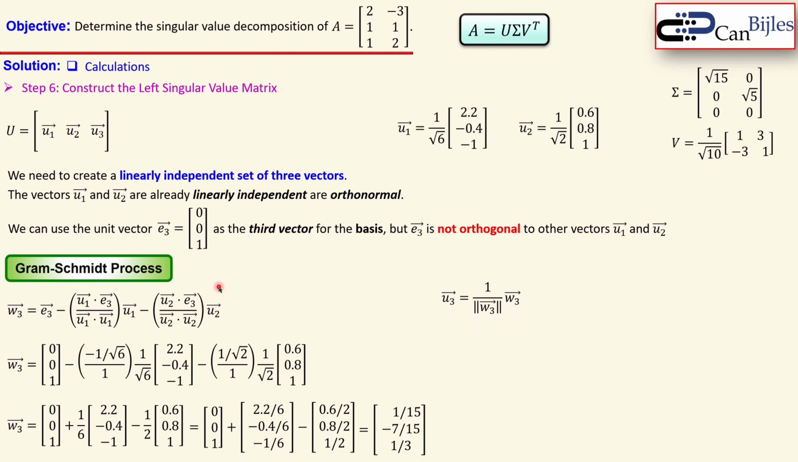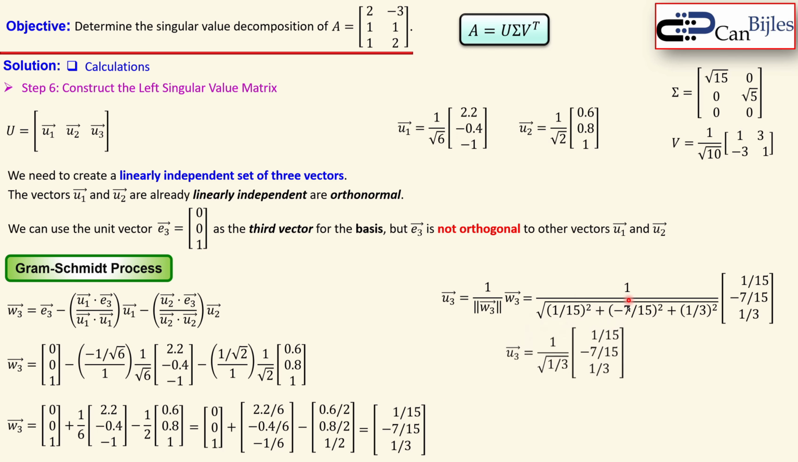So we need to first make that a unit vector, and we call that u3. We do that by 1 over the length of w3 times the vector we have calculated. So we need to do this again, 1 over the square root of each element here squared, and then times the vector w3 we just calculated. If you calculate that, it will be 1 over the square root of 1 over 3 times this.